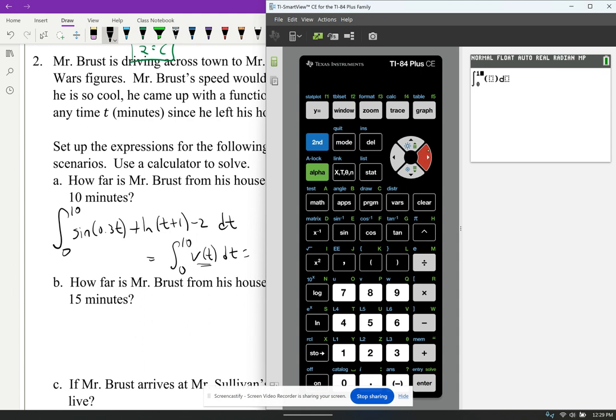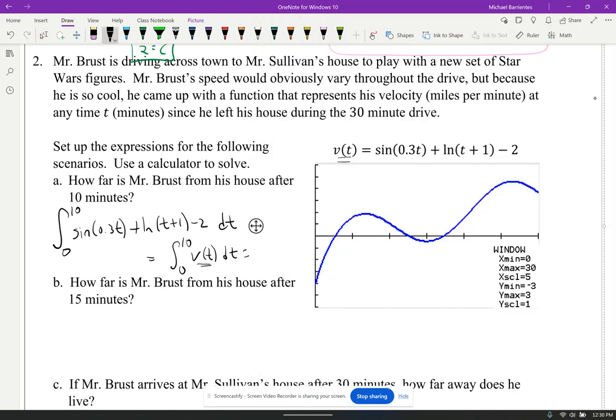A quick way to pull up the names is alpha trace, which gives you the names of all the equations, but we put it in y1, so I'm going to select y1. So I'm telling the calculator, take the integral of the equation y1 from 0 to 10. I press enter, and I get 3.0101. Let's round it to 3 decimal places: 3.010.